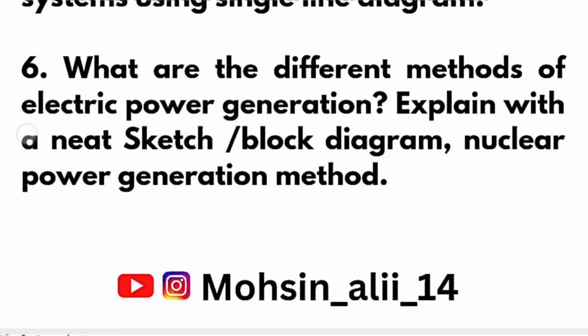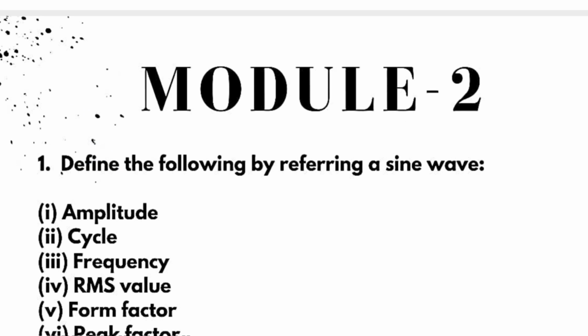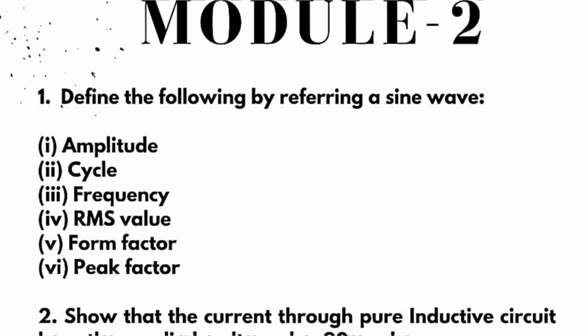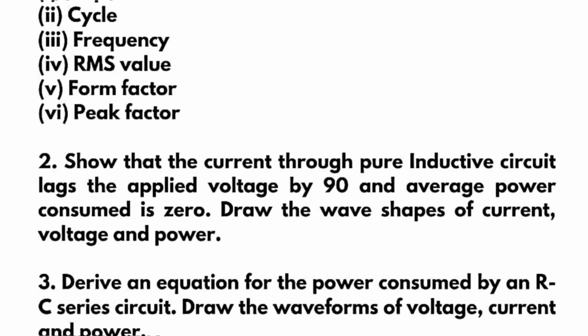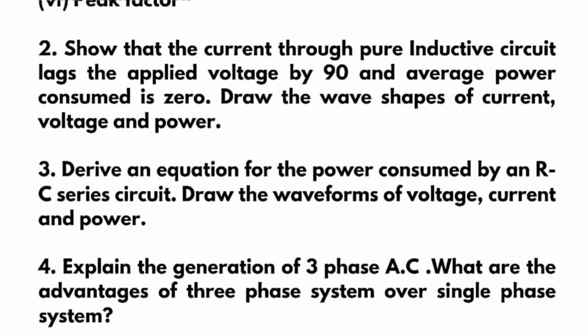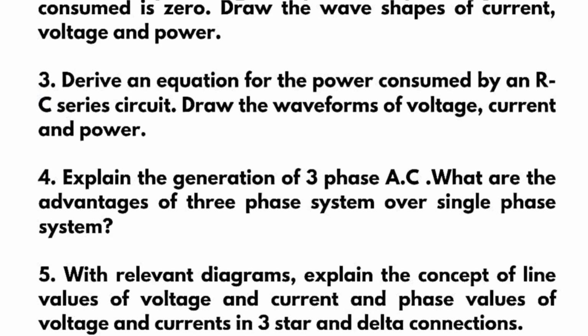Okay, so now we have module second. Define the following by referring to a sine wave: amplitude, cycle, frequency, RMS value, form factor and peak factor. So these are small definitions, a 6 marks question that may come in the VTU examination. Next we have a super important one: show that the current through a pure inductive circuit lags the applied voltage by 90 degrees and average power consumed is 0. Draw the wave shapes of current, voltage and power. Next we have: derive an equation for the power consumed by an RC series circuit. Draw the waveforms of voltage, current and power.